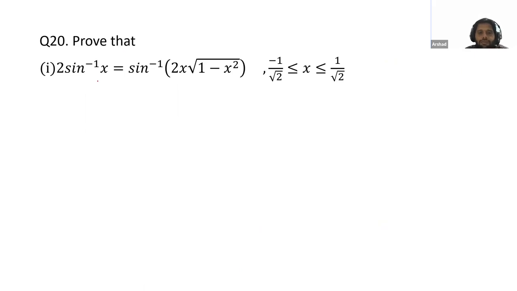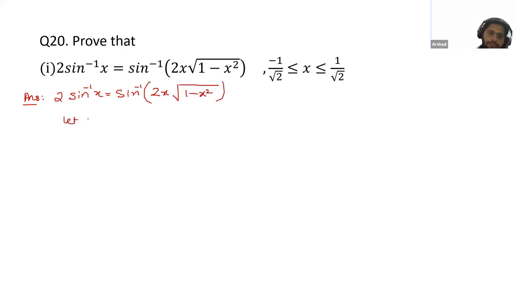So 2 sine inverse x is equal to sine inverse 2x under root of 1 minus x squared. Okay, so I will help you in this. Here we have 2 sine inverse x. So first of all, we will write this question: 2 sine inverse x is equal to sine inverse 2x under root 1 minus x squared.